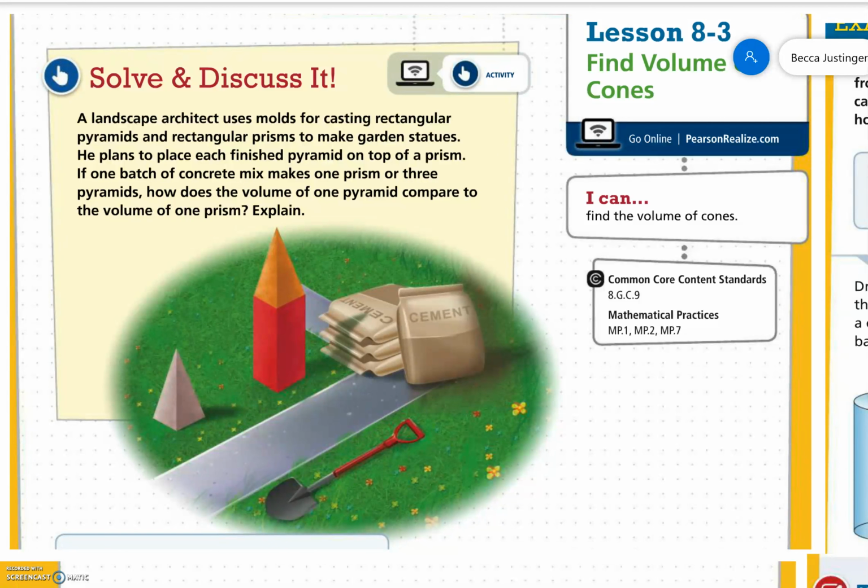Hi, 8th grade. Welcome to lesson 8.3, find volume of cones. By the end of the lesson, I want you to be able to say, I can find the volume of cones. Let's solve and discuss it.